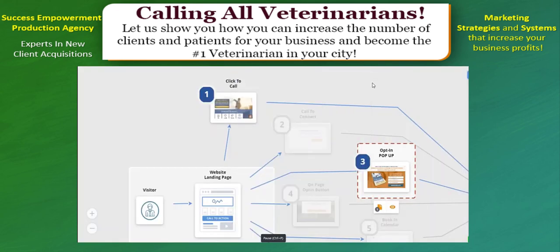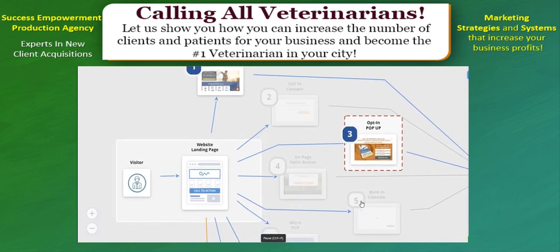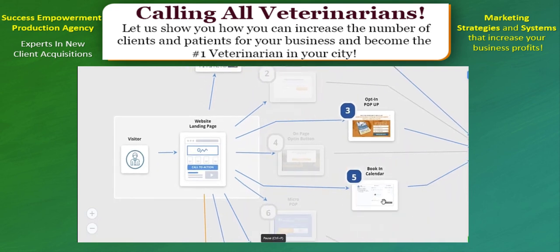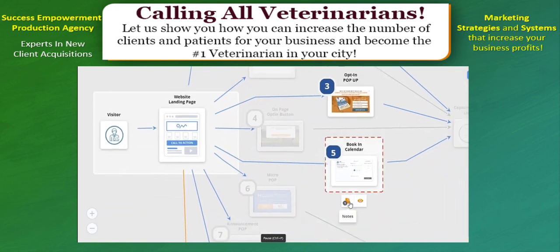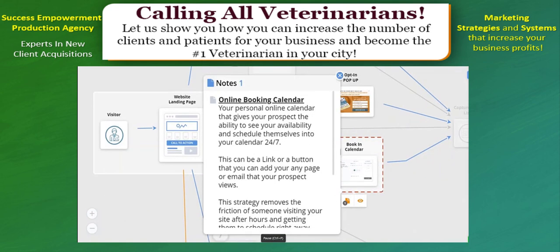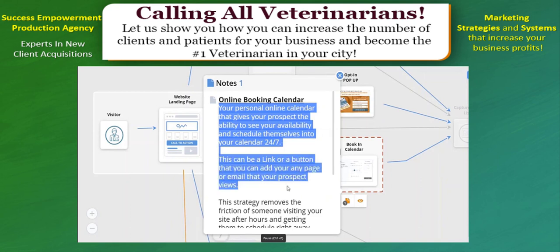Now, there's another strategy that most people overlook, and it is probably the most powerful strategy and working so well today, which is book a calendar. And so book a calendar is simply this. If you actually have a calendar on your website, you'll have a page or a link that they can go to. It's your personal calendar that gives your prospect the ability to see your availability and schedule themselves in your calendar 24/7. So this can be a link or a button that you can add to any page, or you can email the prospect if you want to.